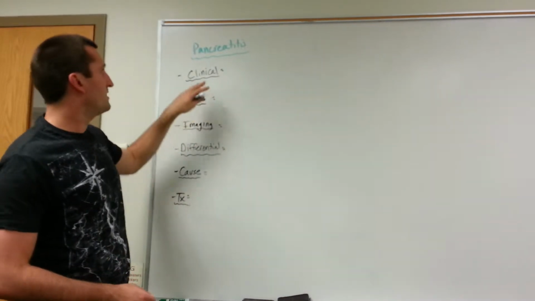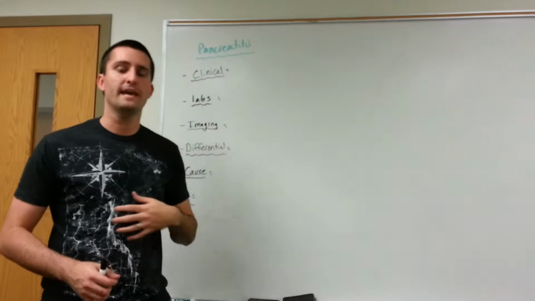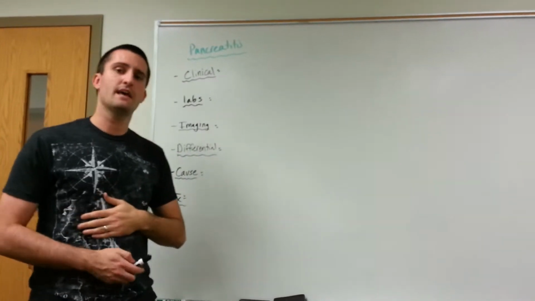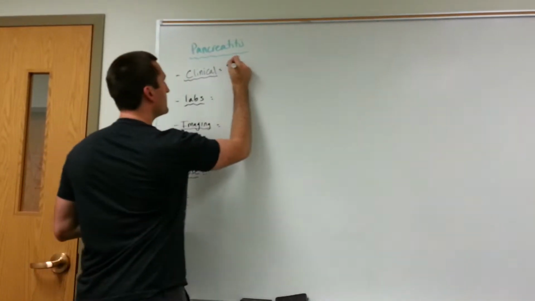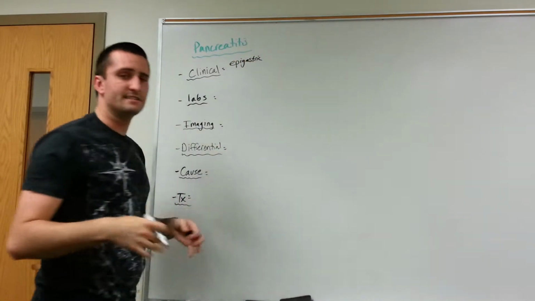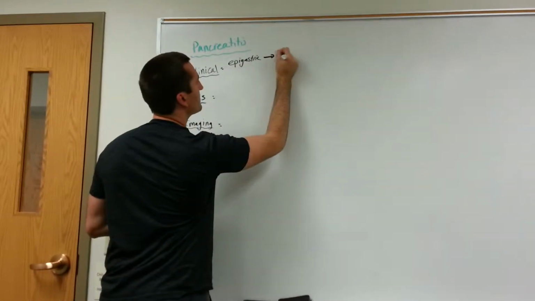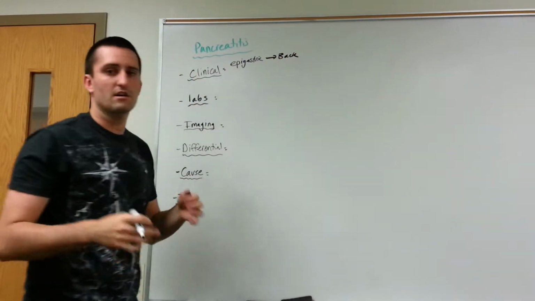Now, first off, how is it going to present? Well, you're going to see a patient in acute pain. Where's that pain going to be? It's going to be in the epigastric region. So you're going to see epigastric pain. You're also going to see that epigastric pain radiate to the back. That's going to be a trademark of pancreatitis.